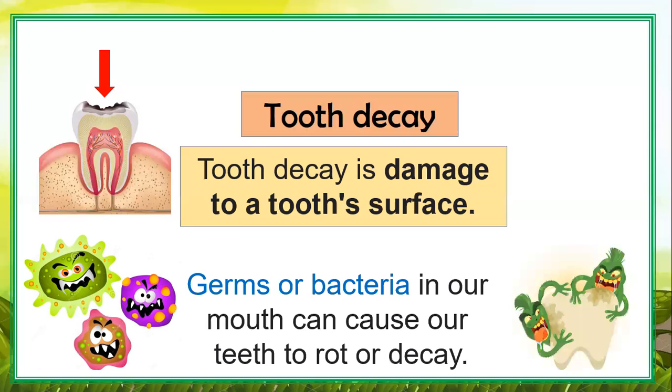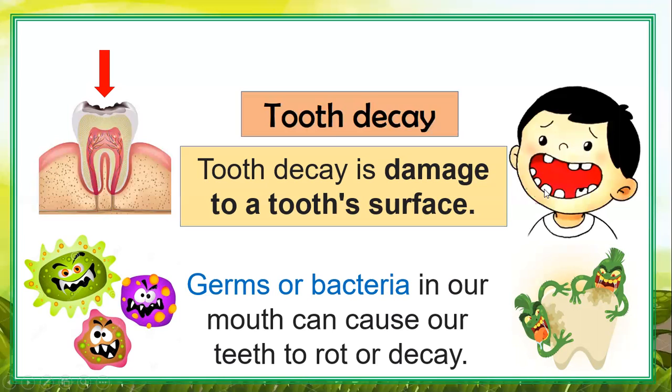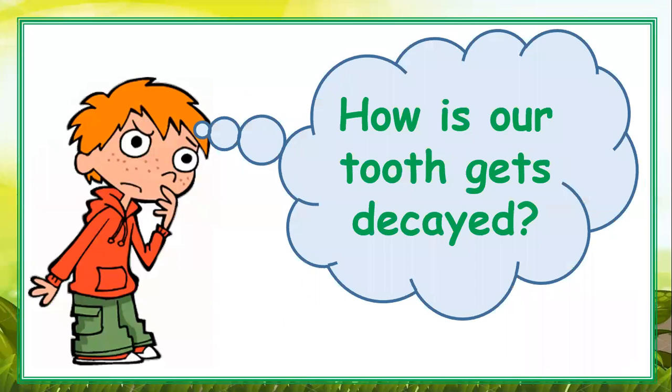So take a look at the picture. So these germs and bacteria make our teeth or tooth become rotten or decayed. And now look at your teeth if you have a tooth decay. Does it look beautiful? Of course not. So how does our tooth get decayed?